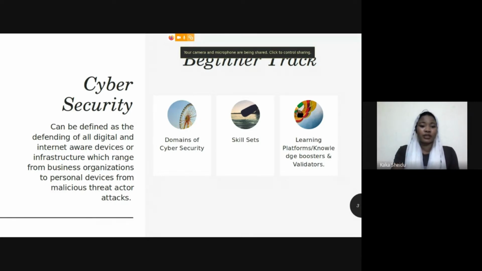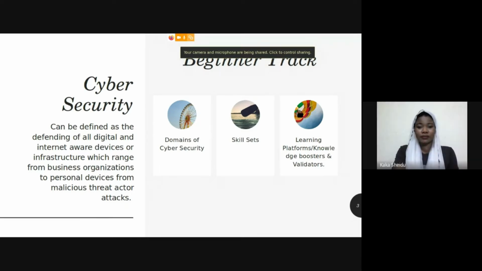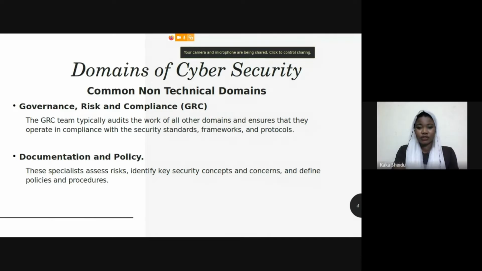On the cybersecurity beginner track, I would assume we all know the definition of cybersecurity, but for those of us who don't, the definition is on the screen. It's basically trying to defend all internet-aware or digital devices, ranging from business organizations to personal devices, against malicious threat actors. Threat actors are just carriers of attacks. They can be any entity, individual, or group that initiates malicious attacks.